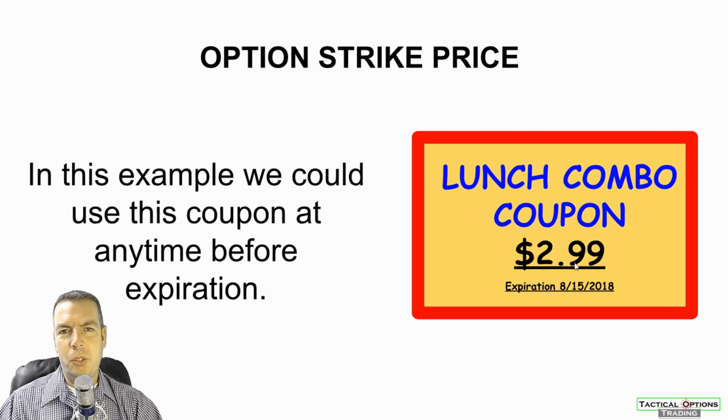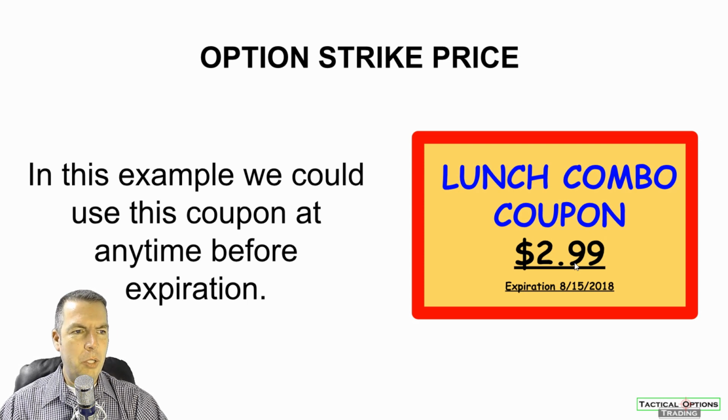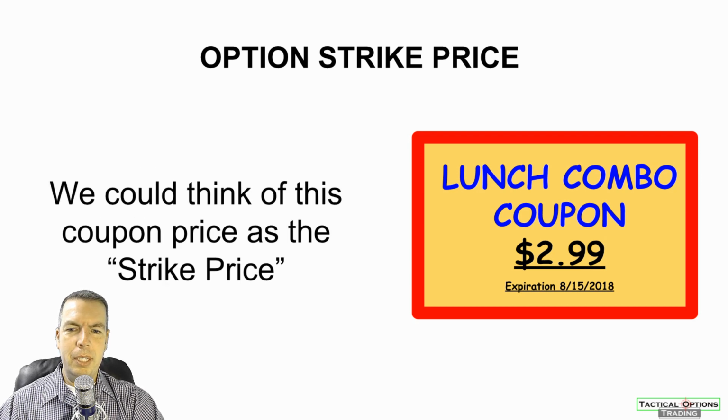So when we talk about strike prices and options, we could look at it in terms of striking a deal. We're going to strike a deal for this lunch combo at $2.99. It's already out there. We can see what the price is. We know what we're paying for it. And now we're going to go out and use that and purchase that lunch combo. So let's think of this as a strike price in our lunch combo.